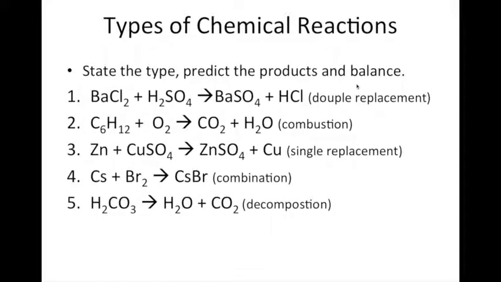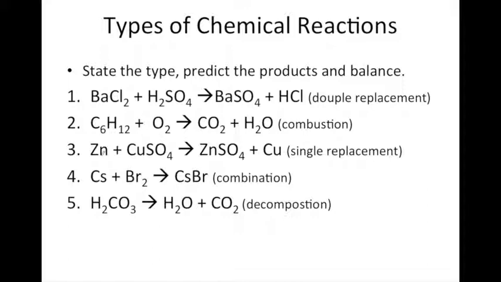Okay, so let's take a look at these. The first one, we've got 2 compounds that are essentially ionic compounds, and so this will follow the double replacement formula. So my barium and my hydrogen switch places. I end up with barium sulfate and hydrochloric acid. We haven't balanced these yet. We'll come back and balance them in a minute. Here we have a combustion reaction. We have a hydrocarbon and oxygen, so we know carbon dioxide and water must be the product.